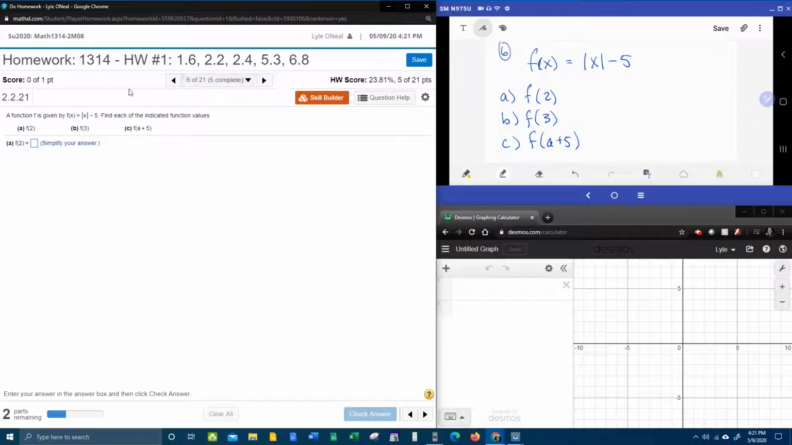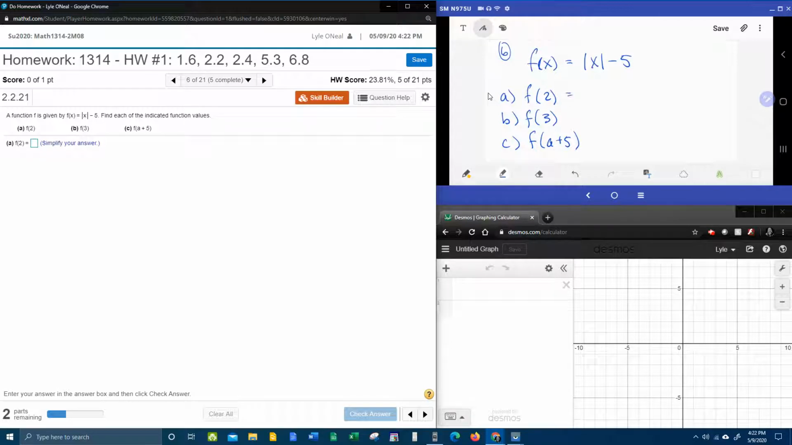Question number 6 of our college algebra homework number 1 in MyLab Math. It says a function f is given. Here they give us the function. Find each of the indicated function values. So the key word for this is evaluate. We're going to be evaluating this function at each one of these given values. And so over here in this screen, we're going to look at how this works.